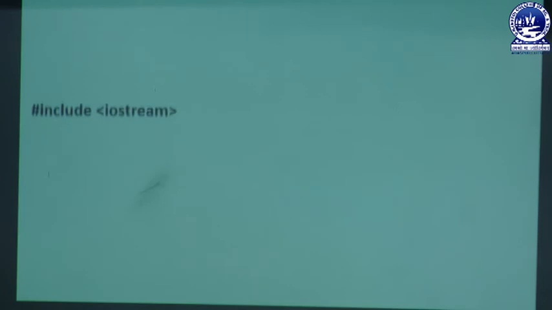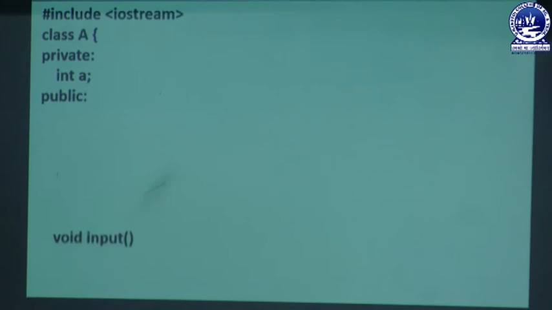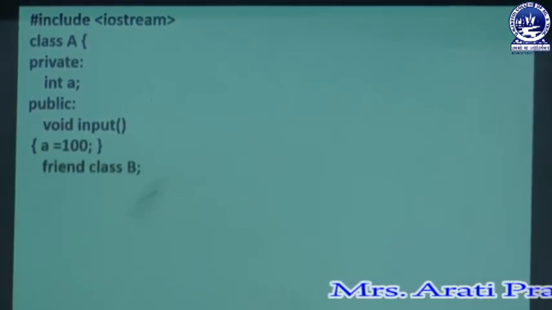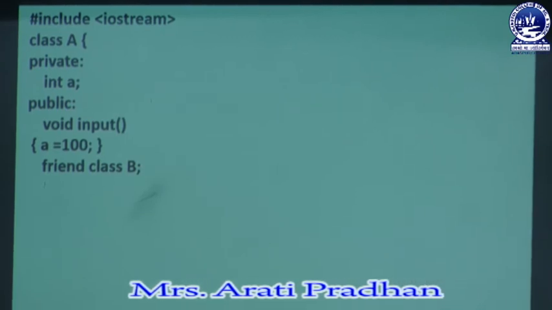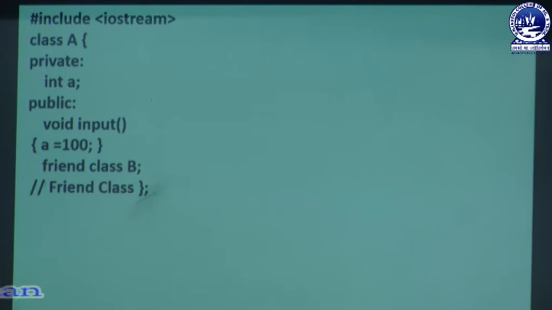Now here I have used one very simple example of friend class so that you will be clear. Include iostream, then class A, then in the private section I have used one integer variable, then in the public section I have used the void input method with A equal to 100, and friend class B. I want class B to be the friend of class A.